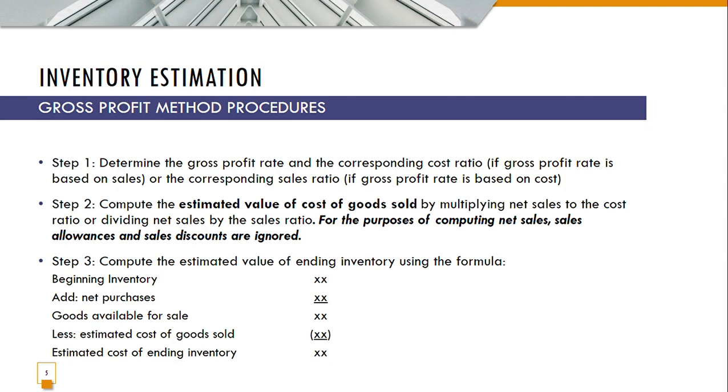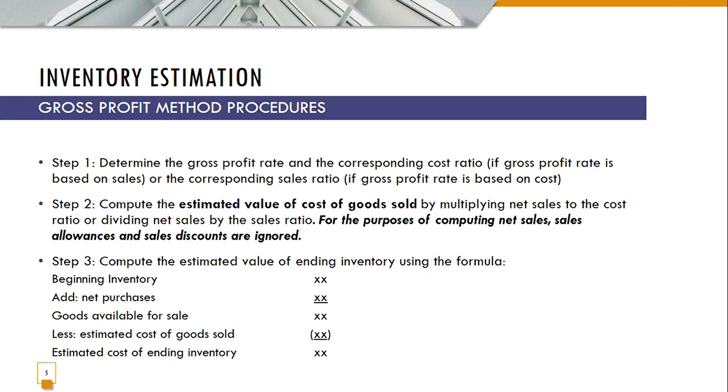Step 2, once you have the cost ratio or the sales ratio, you have to compute the estimated value of cost of goods sold by multiplying net sales by the cost ratio, or if you have the sales ratio, you divide net sales by the sales ratio. When you're computing net sales, you have to take into account sales returns only. You don't have to take into account sales allowances and sales discounts.